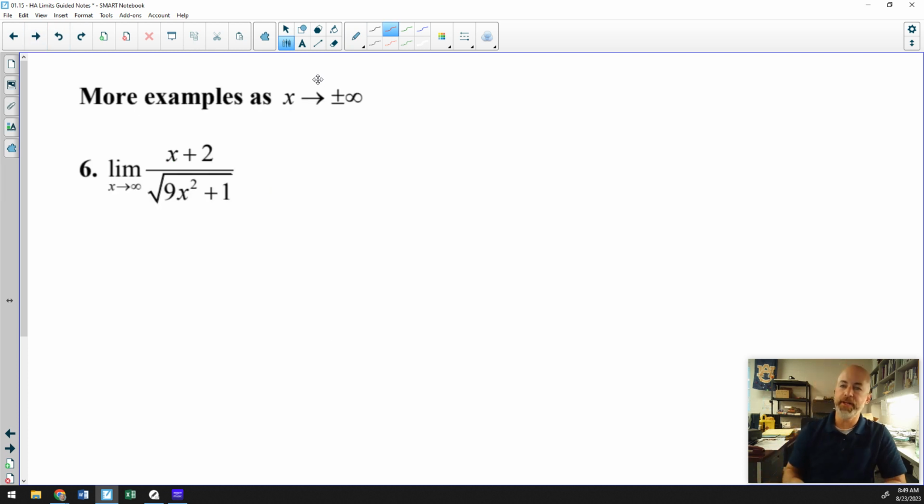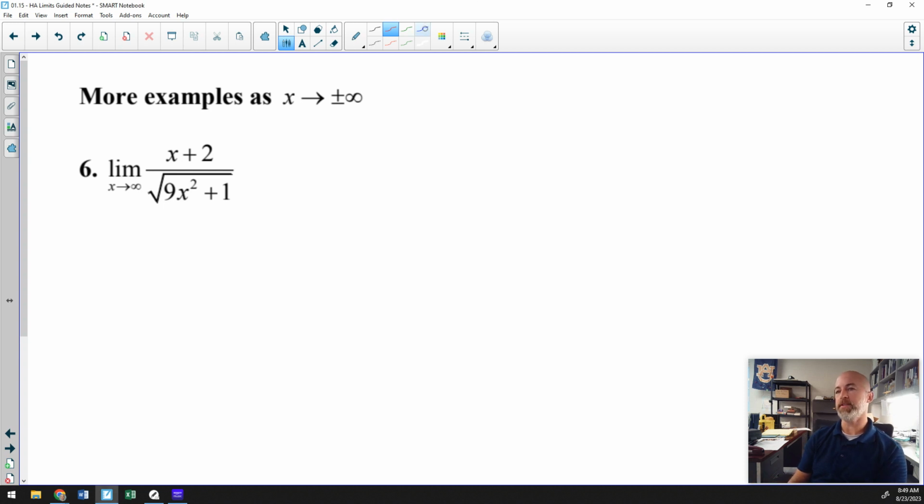Okay, let's ugly it up a little bit. What if we don't have polynomials? What if we have a square root? Well, that is not going to change my approach. I still want to look in the denominator and find the highest power of x, and I'm going to divide everything by that high power of x.